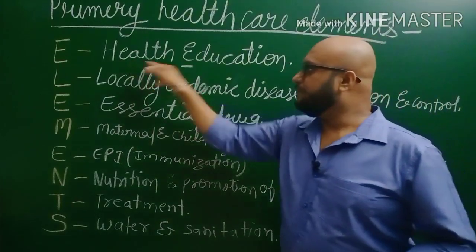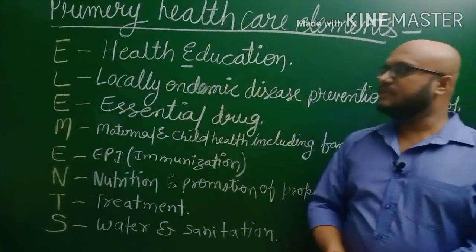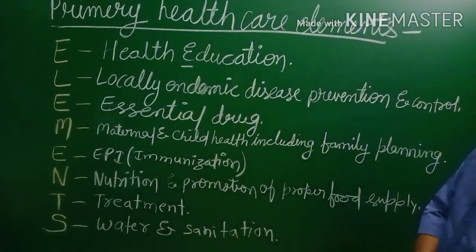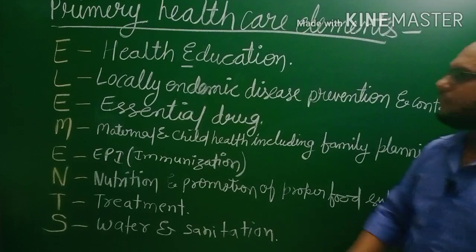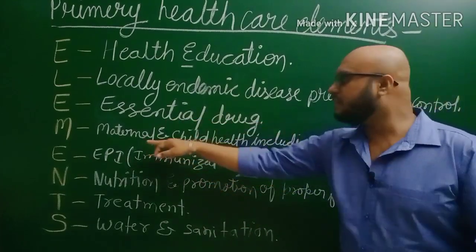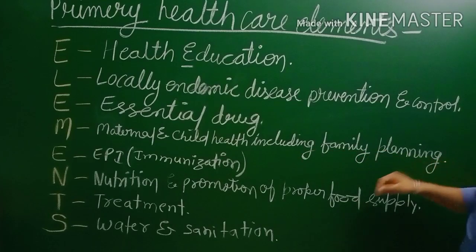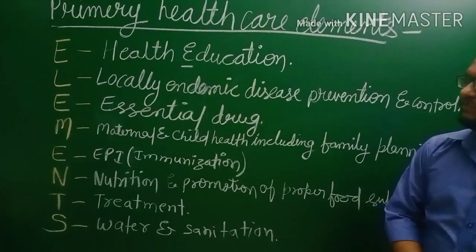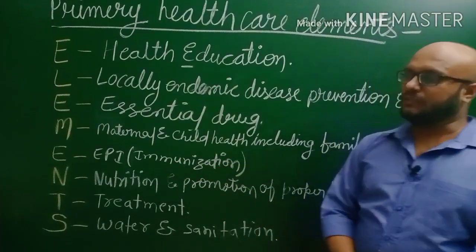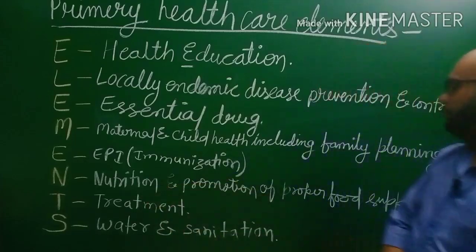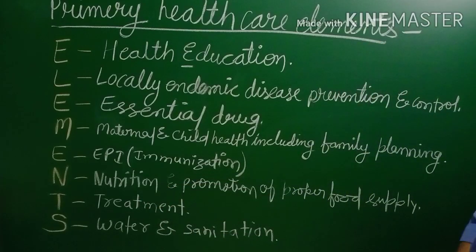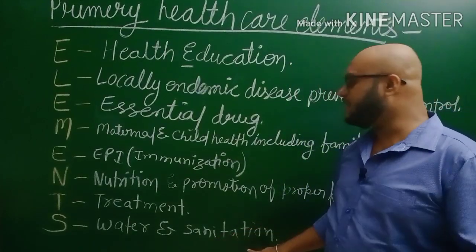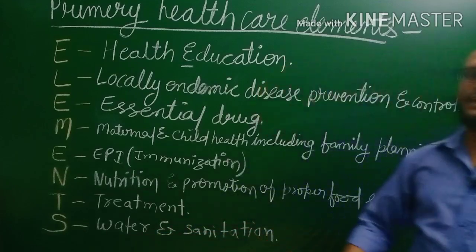First, E stands for education. We can say health education. L for locally endemic disease prevention and control. E for essential drugs. M for maternal and child health including family planning. E for EPI, expanded program of immunization. We can simply call it immunization. Next is nutrition and promotion of proper food supply. The second last is T for treatment, and the last one, S, stands for sanitization. We can call it water and sanitization.